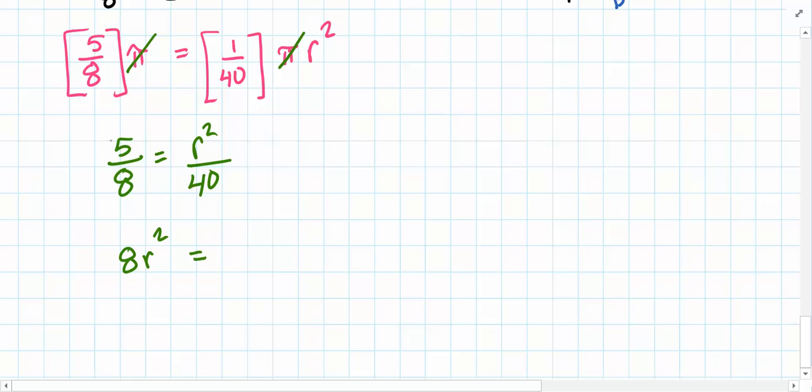What's 5 times 40? There we go. 200. Now what do we do? Divide by 8. So r squared must be 25. Oh, this is looking good. Do my algebra. So therefore, r must be the square root of 25, which is 5.